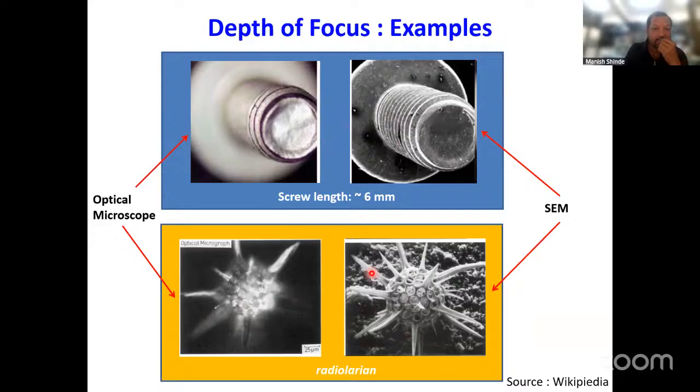Okay. This is another example. This is from a small scale object. The screw was a macroscopic object; 6 mm is a very big size. Okay. This is a microscopic object of around a few hundred microns. So this is some biological entity called a radiolarian.